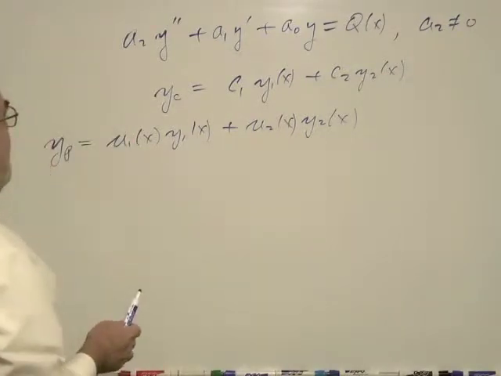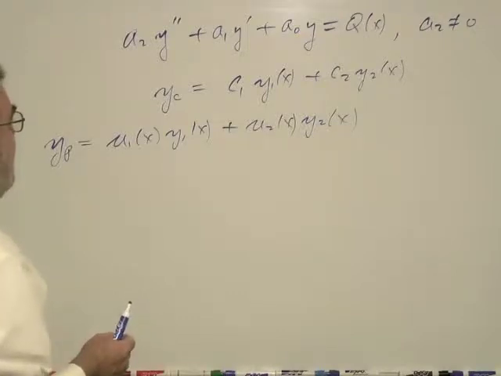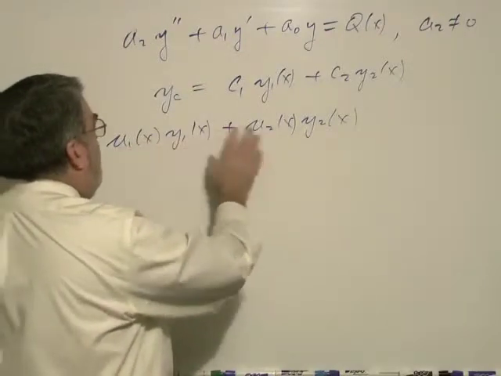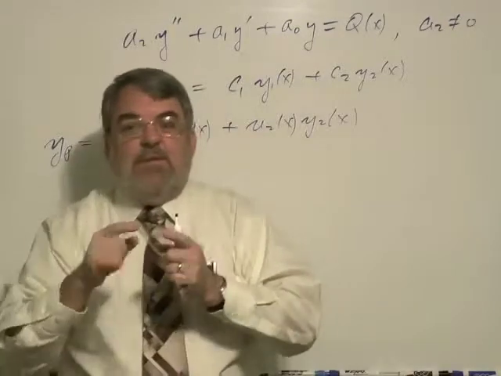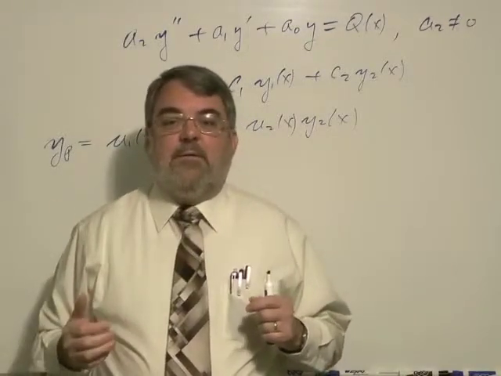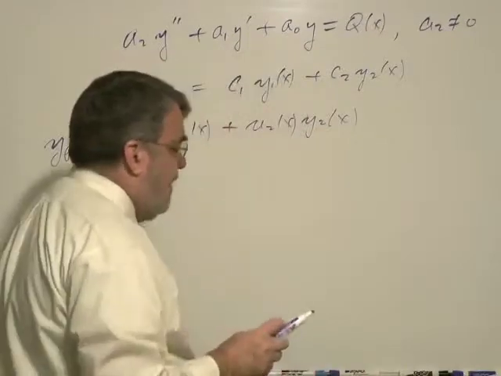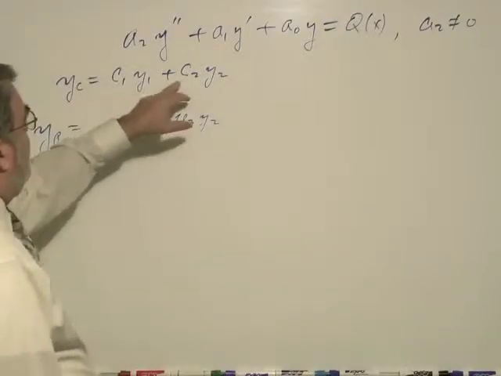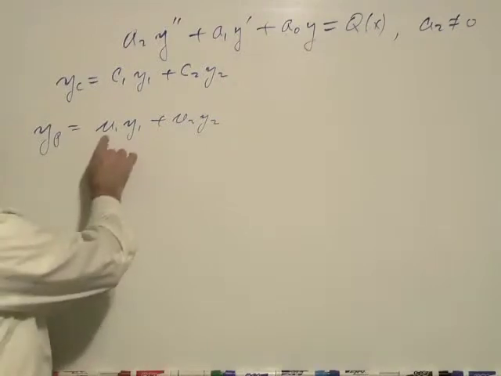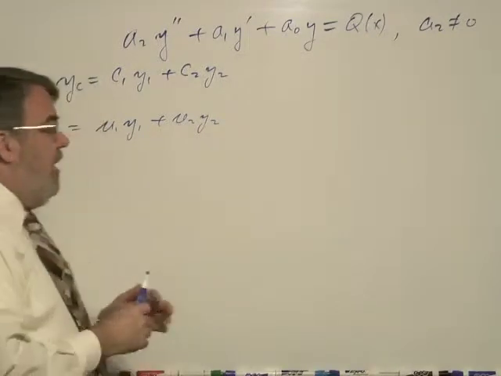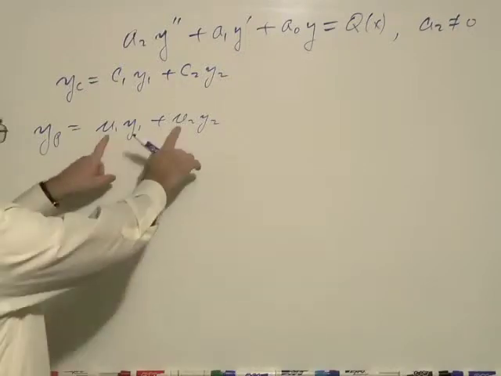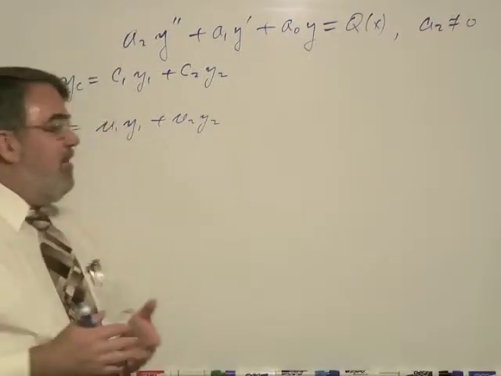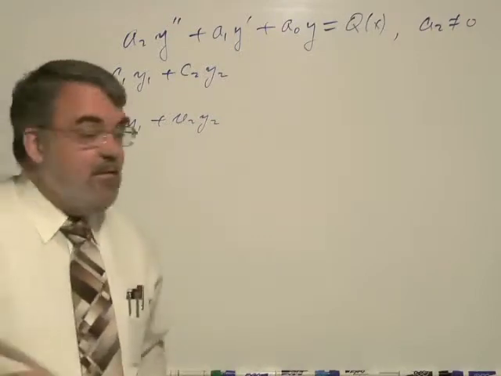Okay, and now I'm going to do a little bit of erasing, and just to shorten all the writing here, I'm going to write the u1s and the y1s without the parentheses x, just so it'll be cleaner to follow. So here we are. I wrote that y complementary is c1 y1 plus c2 y2. Y particular is u1 y1 plus u2 y2. And now our goal is to figure out what u1 and u2 are. And if we manage to do that, then we have solved the entire problem, because we have both the complementary solution and the particular solution.